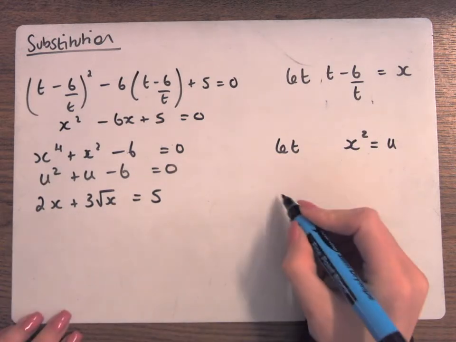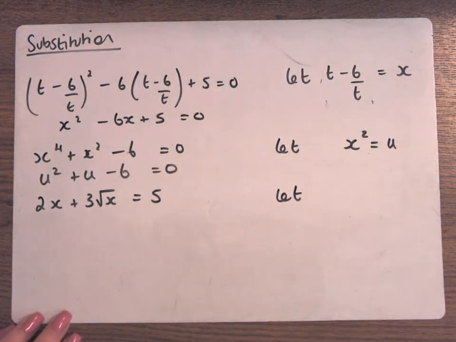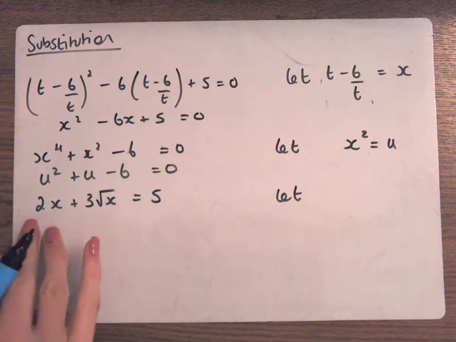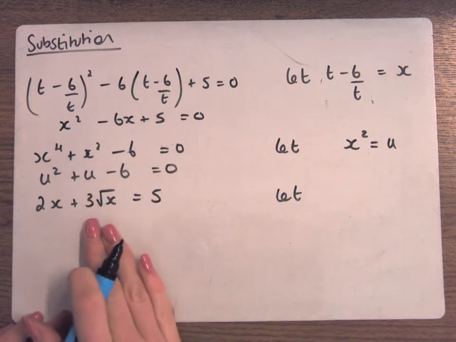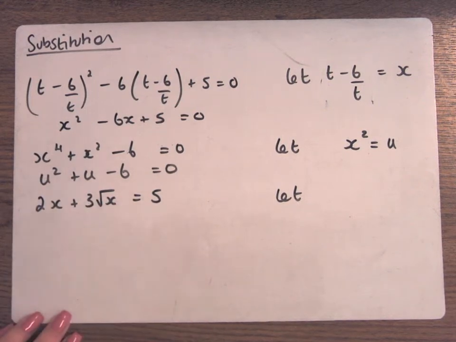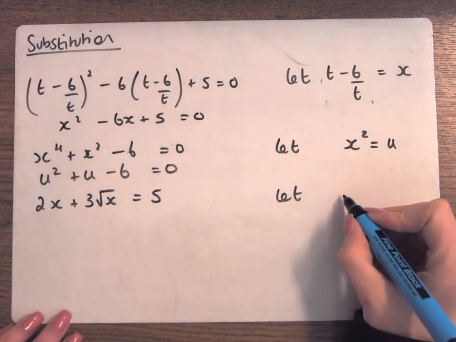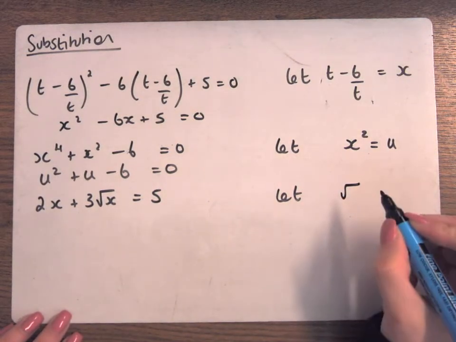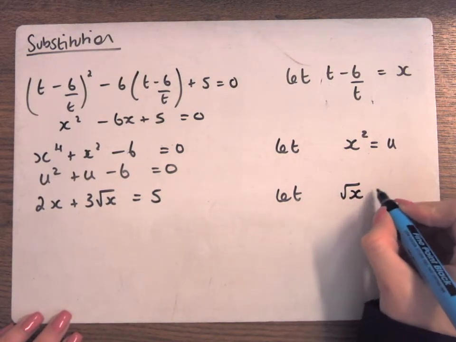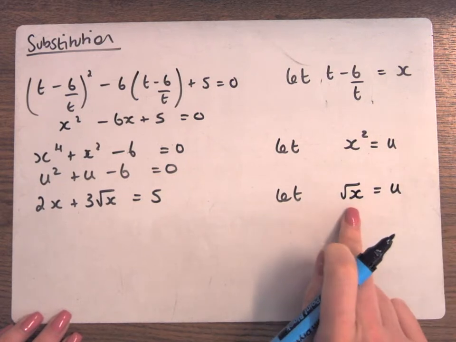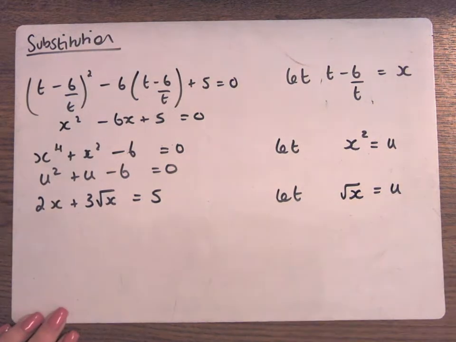Down here, what would I let? Remember, I want this to be x squared, this to be an x, and a number. This one's hard enough to see. Would you square the entire line? You can never do that. Okay. No. You're going to let root x equal u.